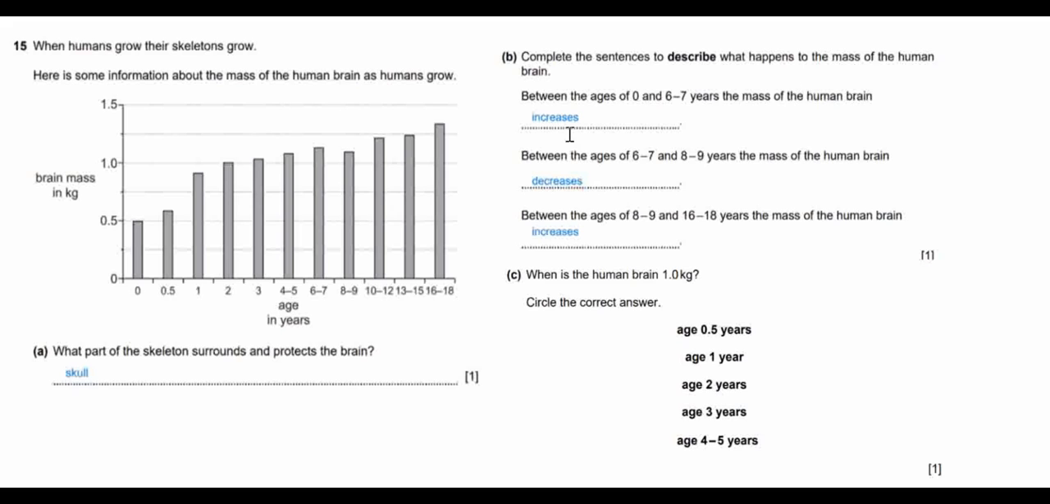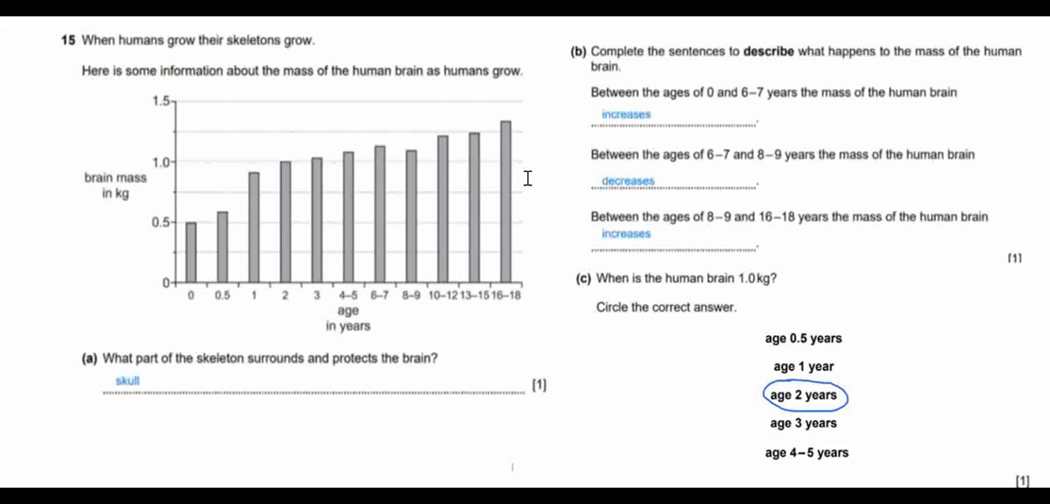Okay, let's open up the answer. Here we go. At the age of 2 years, it shows that this is exactly 1 kilogram. Next. Okay, we are in question 15D.